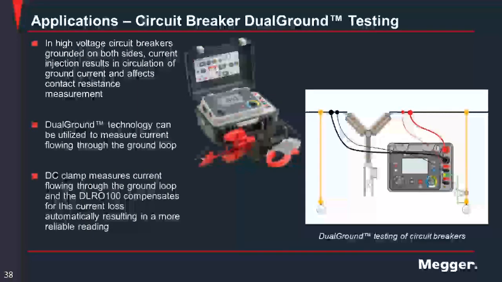Here is another application, dual ground testing. Some equipment like the DLRO 100 also has this capability. So a high voltage circuit breaker has grounding on both sides, on the line and the load side, and when you attempt to inject current to measure resistance, because of the grounding on both sides, the ground current will affect the contact resistance measurement. So dual ground technology can be used to do this measurement. The current is then fed back to the instrument, the DLRO 100 in this case, and then it recalculates the amount of current that's flowing through the circuit breaker.